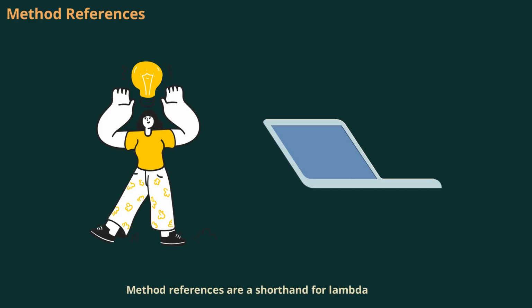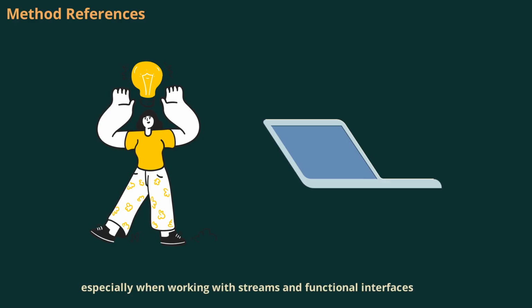Method references are a shorthand for lambda expressions that call a single existing method. They make your code more concise and readable, especially when working with streams and functional interfaces.